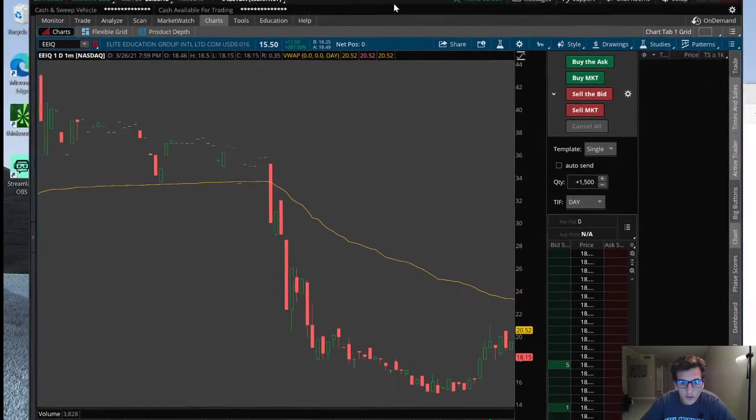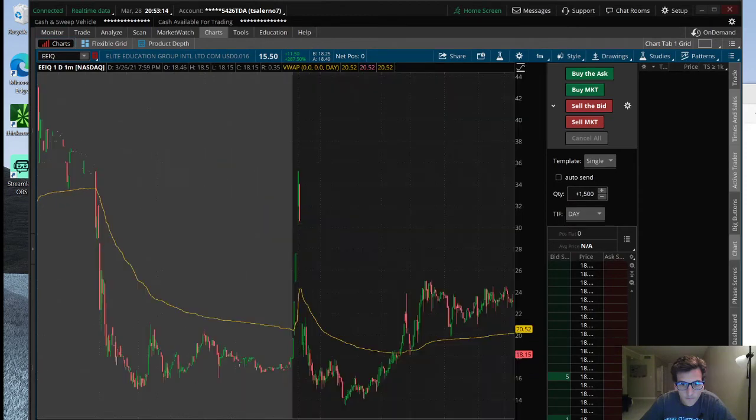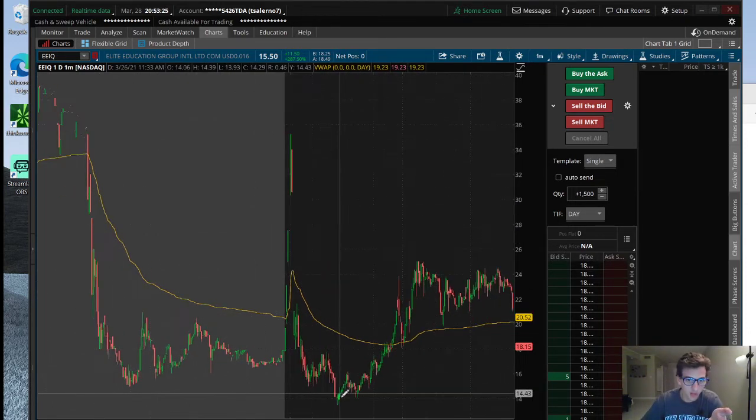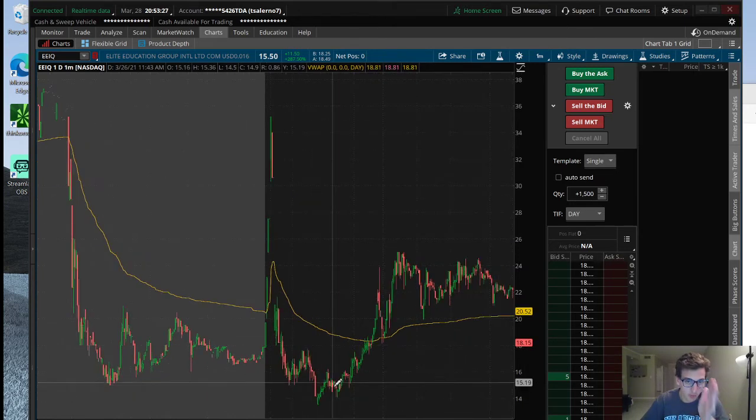Let me shrink this a little bit. Okay. Here in the open, it ripped right up, $18 to $34. And it was halting all the way up. This is a low float stock. These are the types of moves that I look for in the market because you can make so much money.